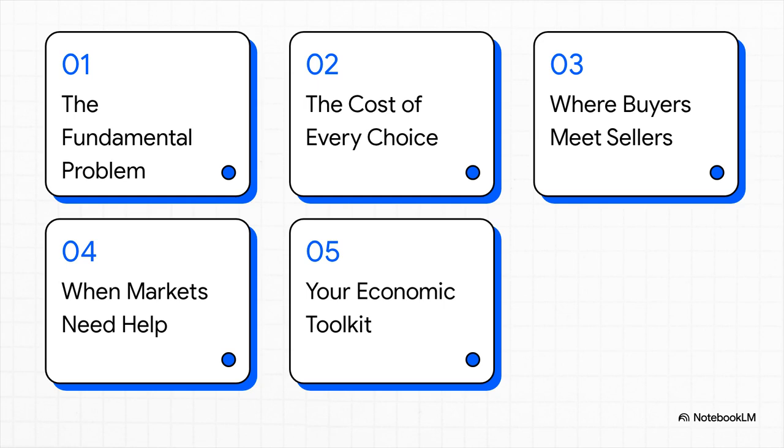So here's our game plan. First, we're going to tackle the one single problem that drives everything in economics. Then, we'll zoom right in to see how you make choices. After that, we'll see what happens when millions of us get together in the marketplace. We'll also look at what happens when that system kind of stumbles. And finally, we'll pack you a toolkit with the core ideas you can use, well, every day.